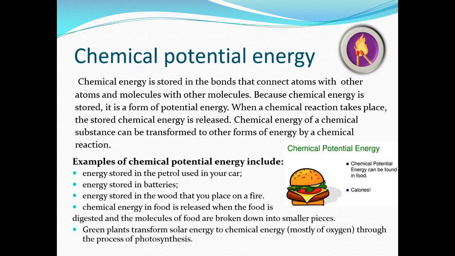Chemical energy is stored in the bonds that connect atoms with other atoms and molecules with other molecules. Because chemical energy is stored, it is a form of potential energy. When a chemical reaction takes place, the stored chemical energy is released. Chemical energy of a chemical substance can be transformed to other forms of energy by a chemical reaction.